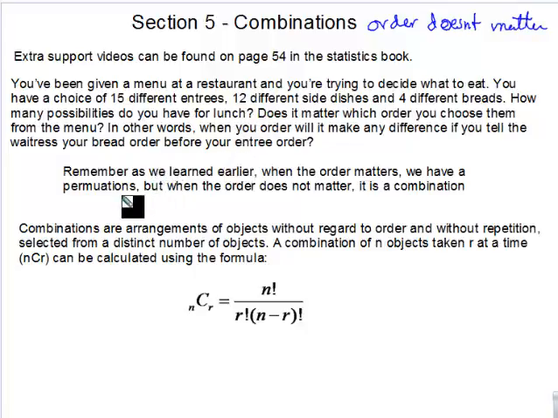So when order matters, like the digits of a security code, then you have a permutation. But when the order doesn't matter, it's a combination. So combinations have no regard for order, and there's no repetition. Okay? And here's the formula. It's very similar to a permutation, but we add the r factorial to the denominator. That's because with a permutation, it can only go in a certain order, but in a combination, you get all the orders.